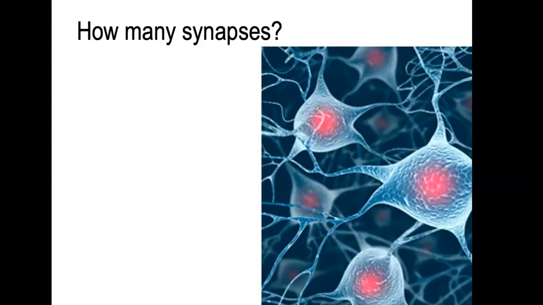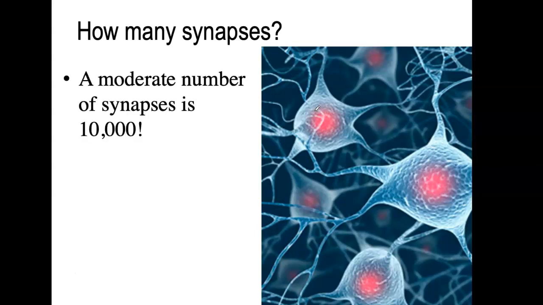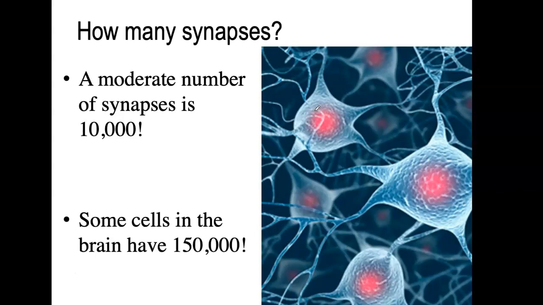How many synapses are normal? What's a normal number of synapses that you could possibly have? Well, a moderate number is about 10,000. Can you start imagining that? And then some cells in the brain have up to 150,000. So complicated to study this.